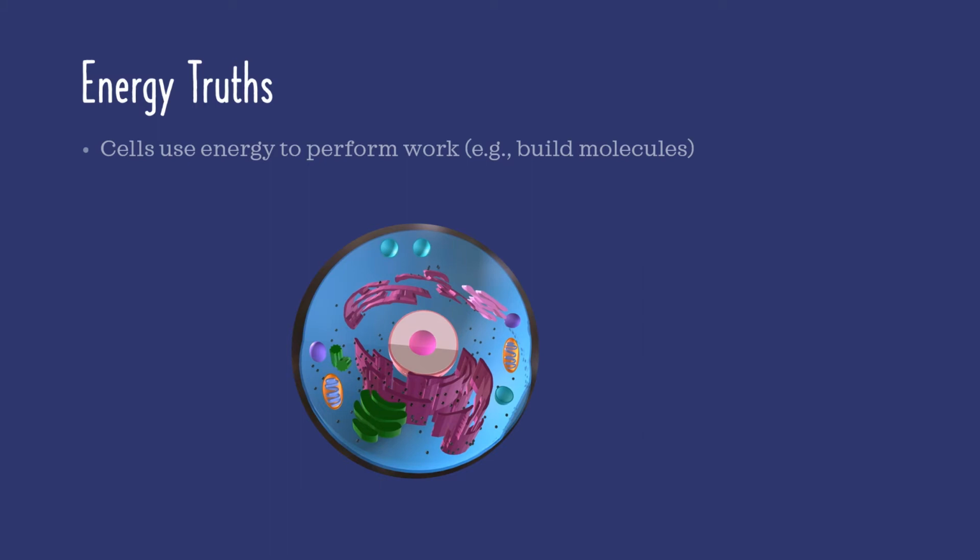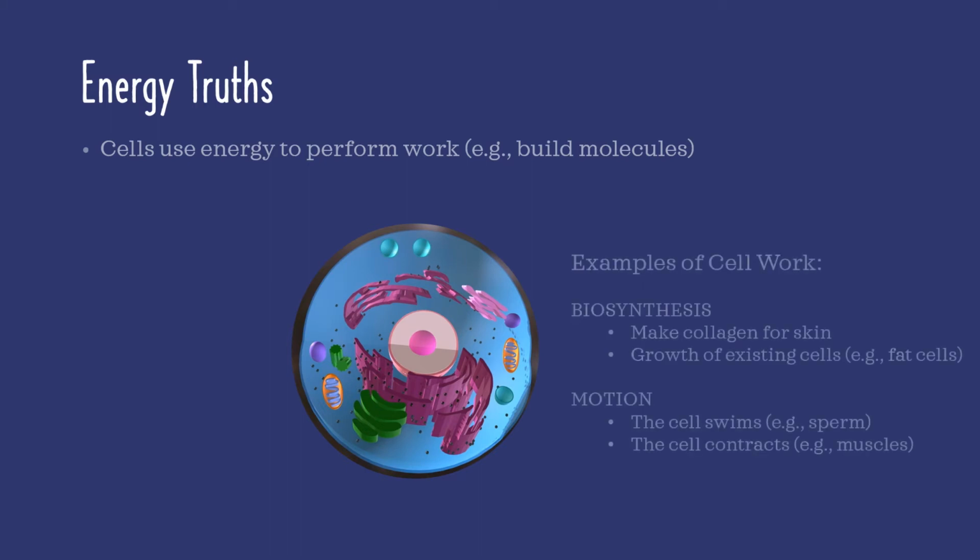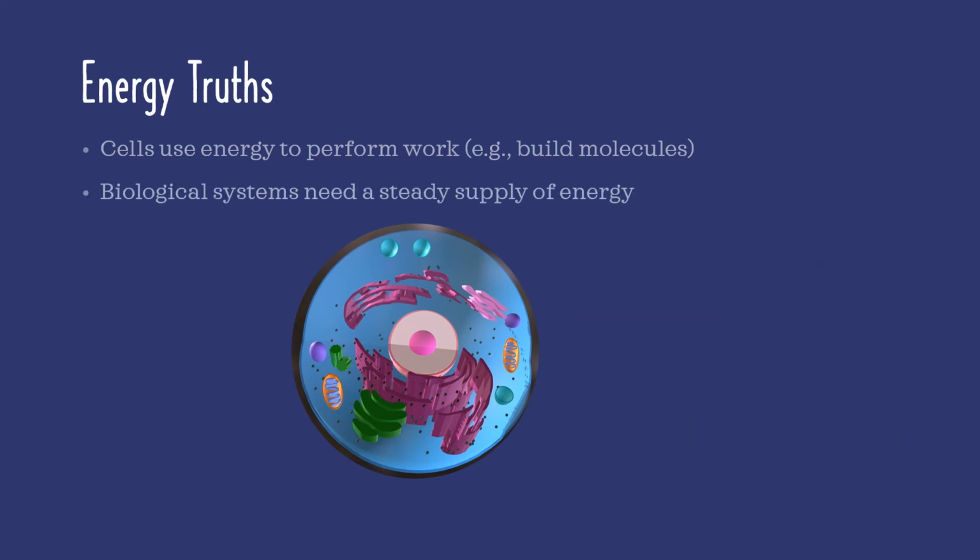Another truth about energy is that cells need it to perform work. Cells use energy during chemical reactions that build new molecules like collagen in your skin or fat in your adipose cells. Some cells also use energy to produce movement, like cells that can swim or those that have contractile capabilities like muscles. Cells, therefore, need a steady supply of incoming energy.